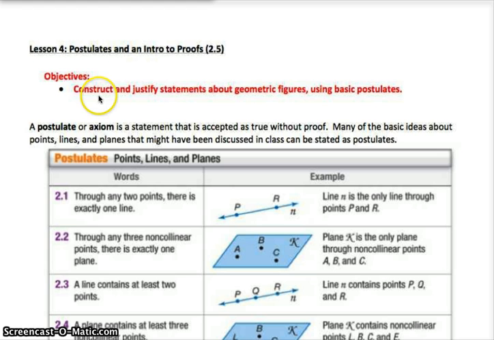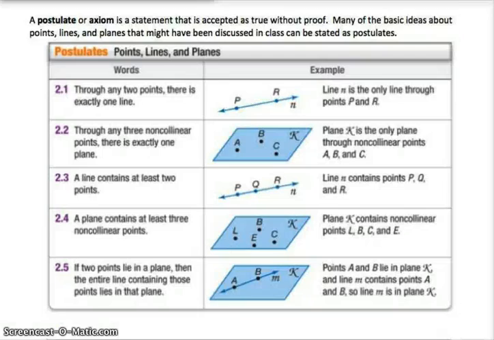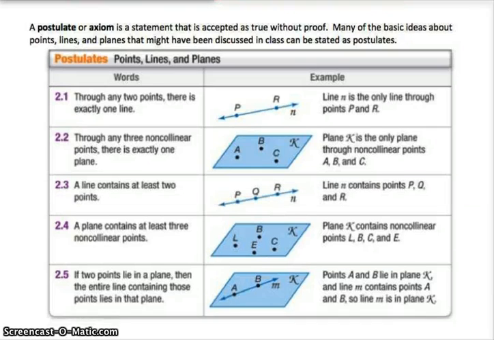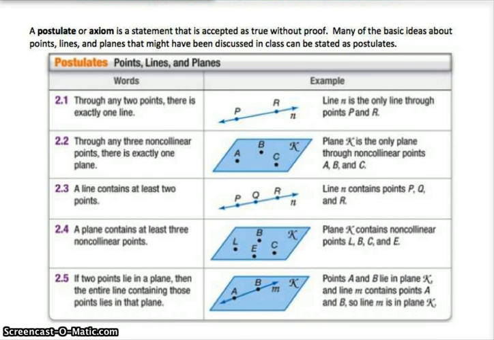Okay, so our objectives today. Our objectives are to construct and justify statements about geometric figures using basic postulates. So we're learning 7 postulates today. They're right here with diagrams. You've probably already discussed these in class, but I'm going to go ahead and review them with you. So what is a postulate?